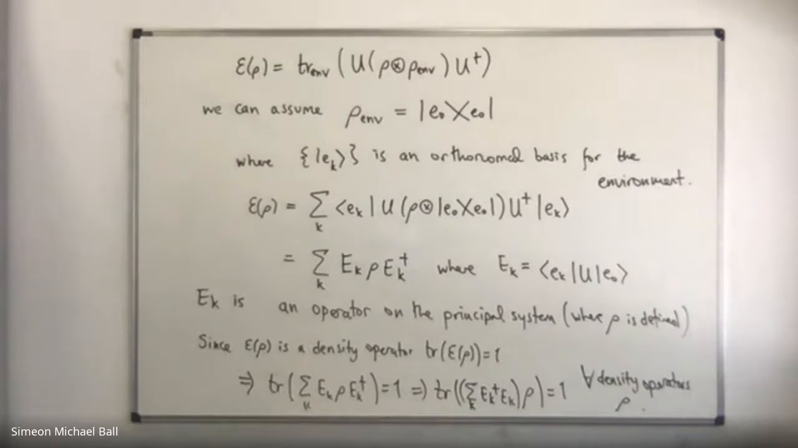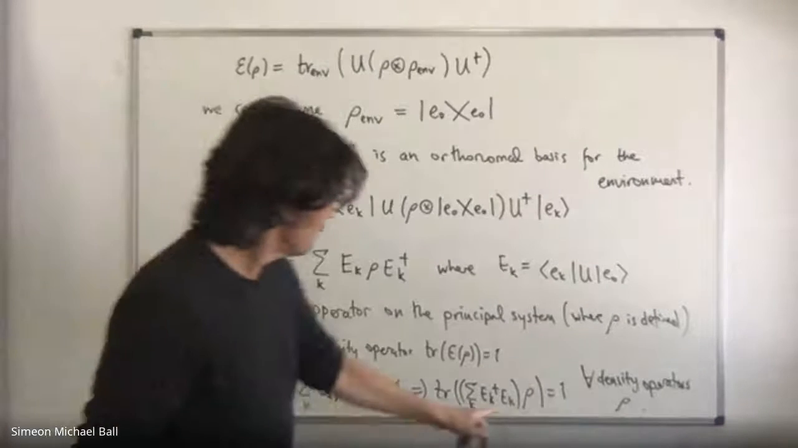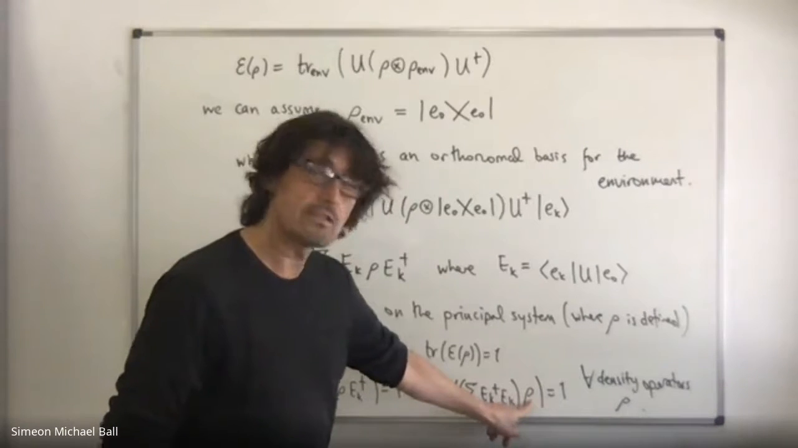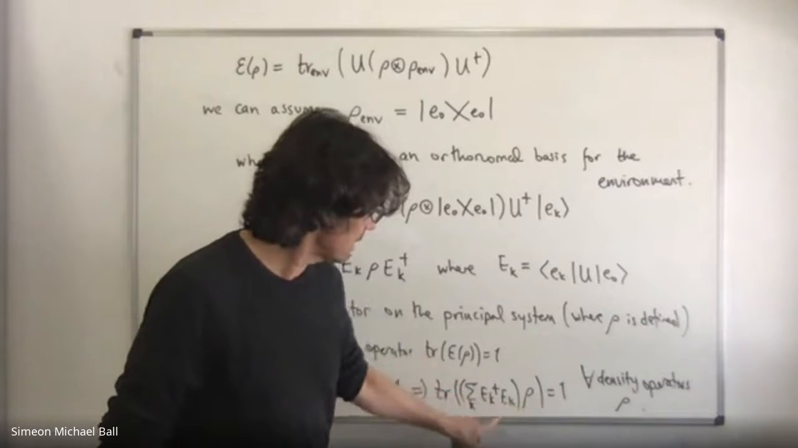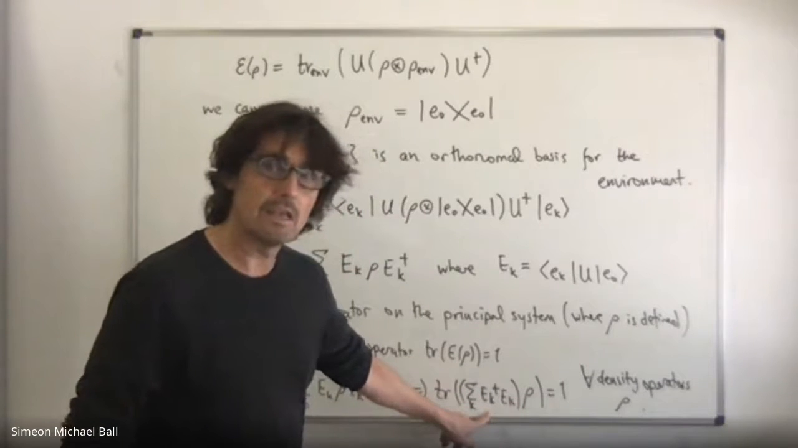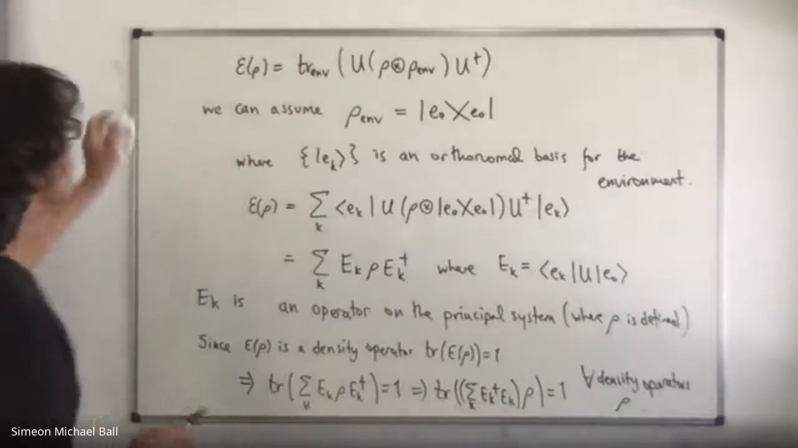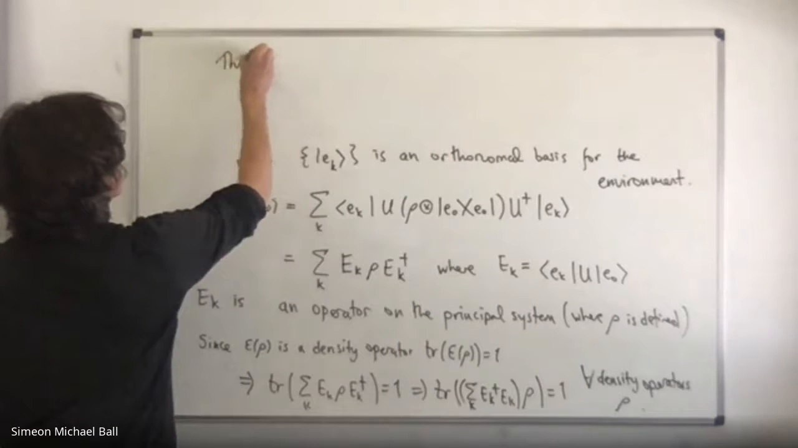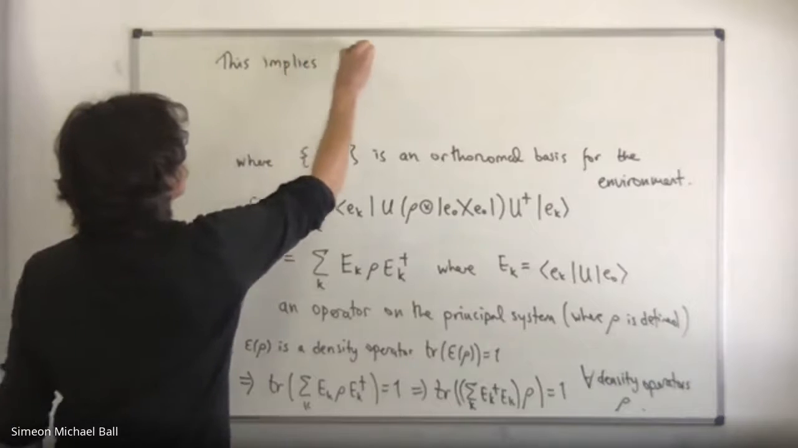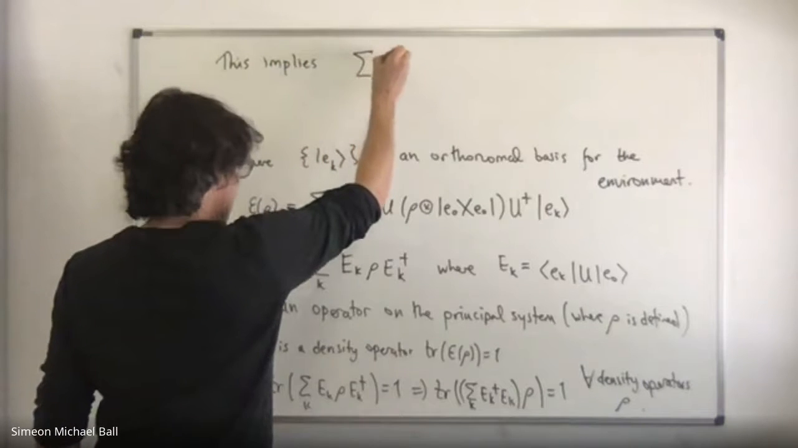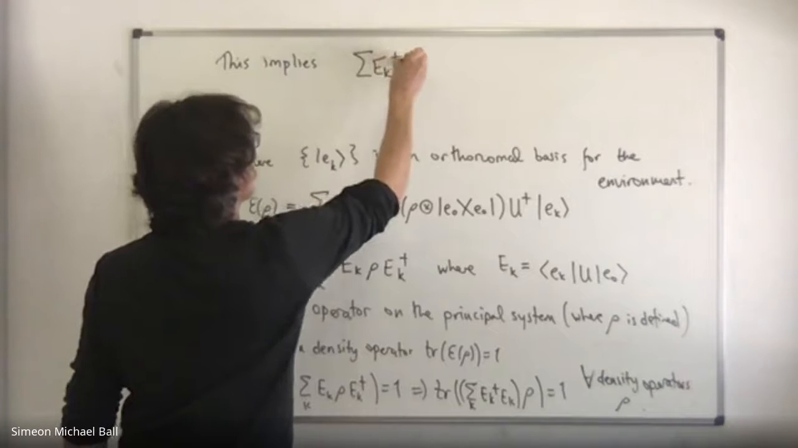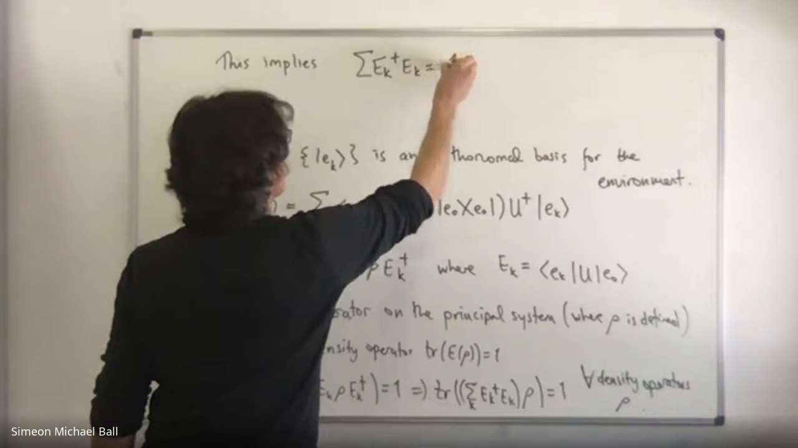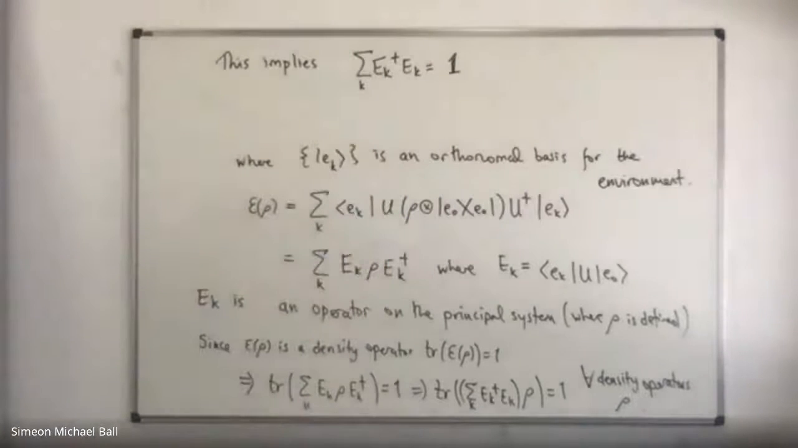I couldn't think of a nice way of showing the next line. It's tedious, but obviously if the trace of rho is 1 for all density operators, you can stick in whichever one you like, and you always get 1, so this thing here has to be the identity. So this implies that the sum over k of E_k dagger E_k is the identity. It should all be looking terribly familiar.